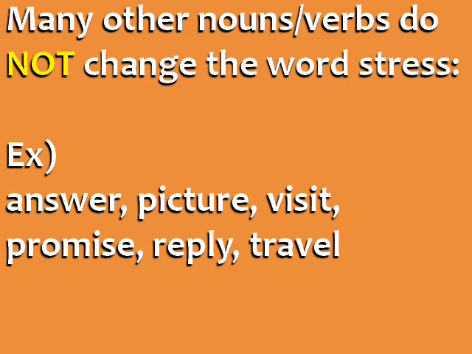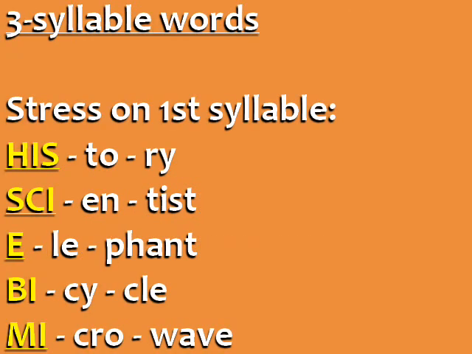However, there are also words that are both nouns and verbs in which the pronunciation doesn't change, like answer, picture, visit, promise, reply, and travel. Let's practice a few words with 3 and 4 syllables. I've divided them into categories based on which syllable is strong.